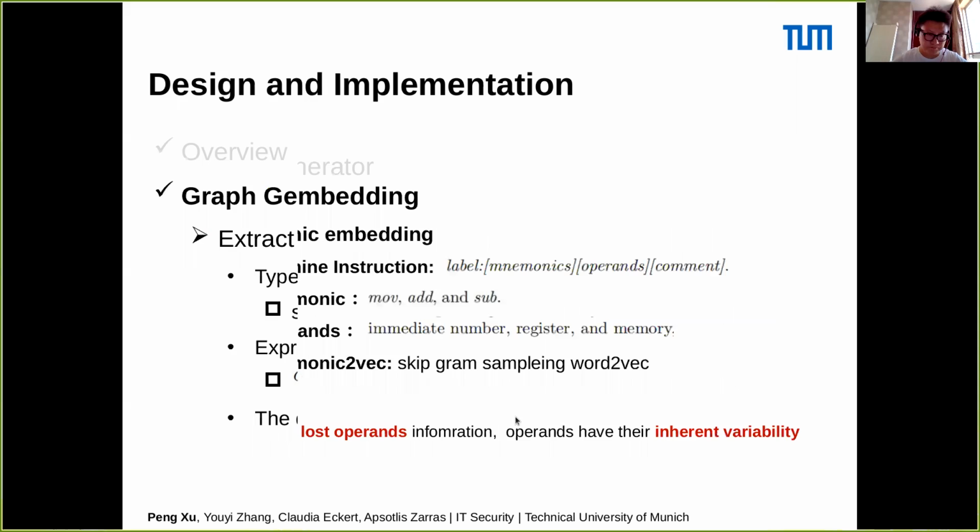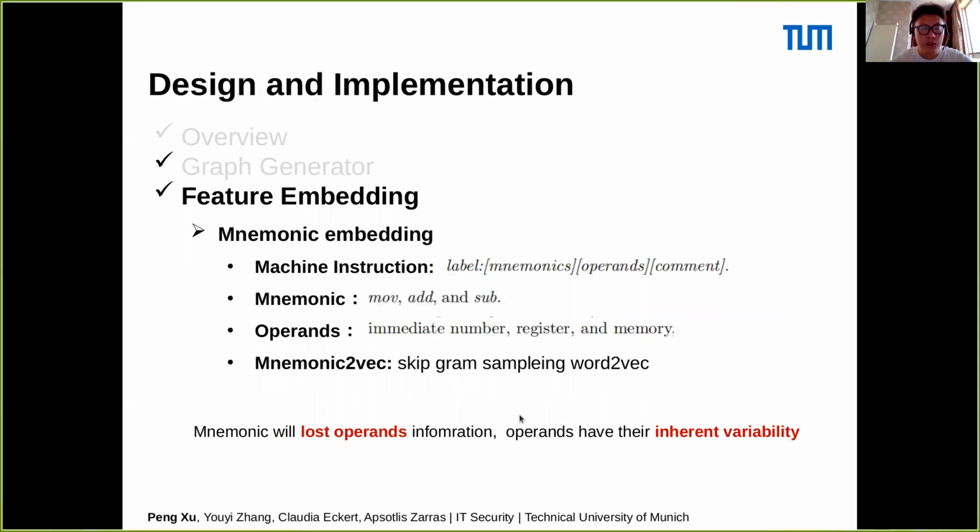The dynamic control flow graph and the function call graph, in our case, are reduced graphs of the static control flow graph. For the feature embedding, we also have 3 submodules. The first one is the mnemonic embedding. What is the mnemonic? It is the opcode in the machine instruction, like mov, add, and sub. For the operands, we also have immediate numbers, registers, and memory.